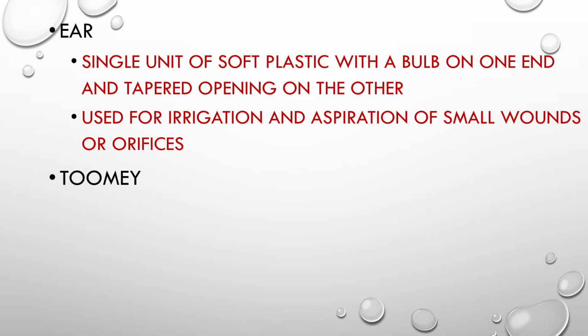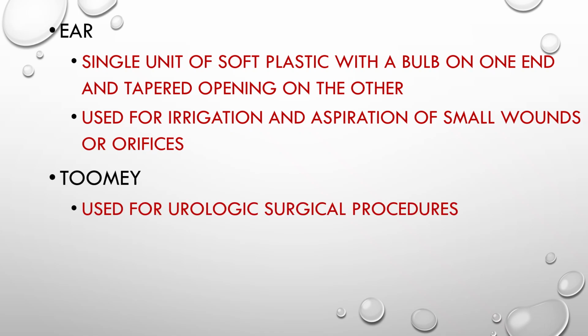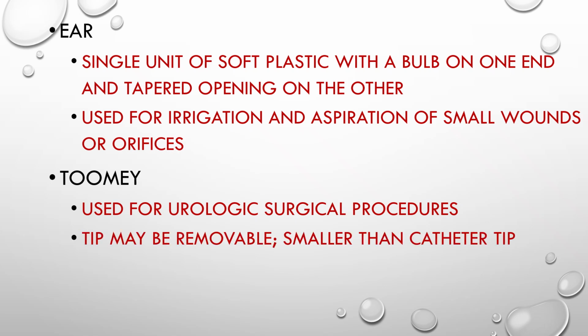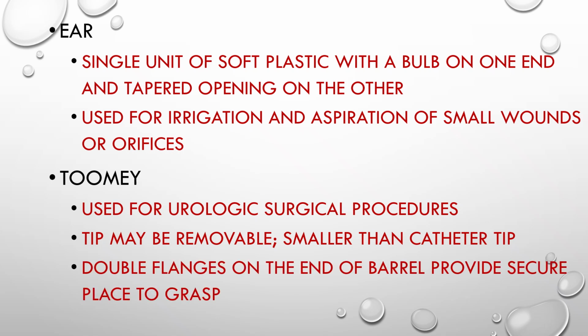Then the TUMI is very specialized. It's used for urological surgical procedures. So within the kidneys and the urinary tract is where you would be using these specifically. The tip may be removable, and it's even smaller than that catheter tip, but it has a double phalange on the end of the barrel to help secure it in place and to help with that grasp.